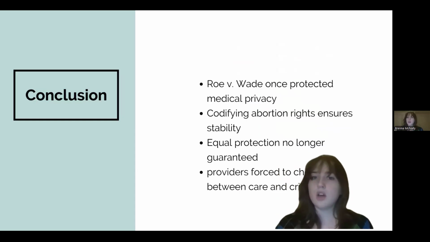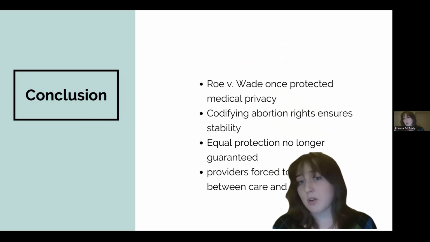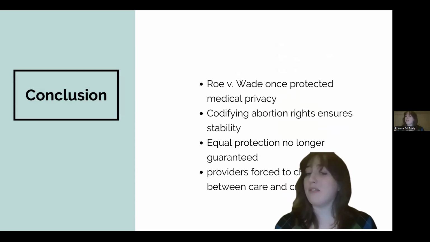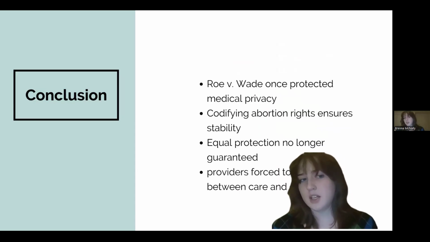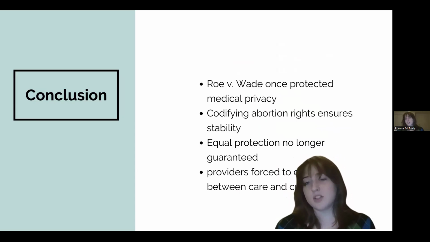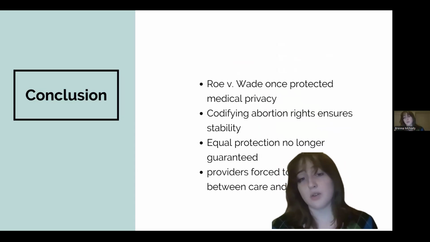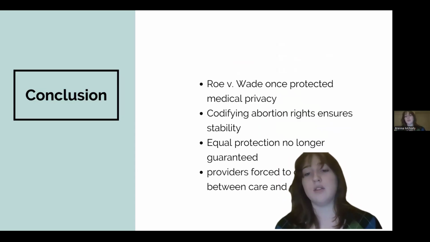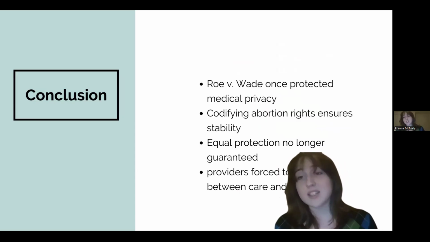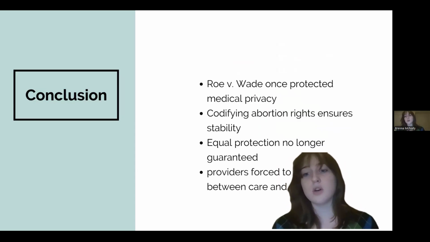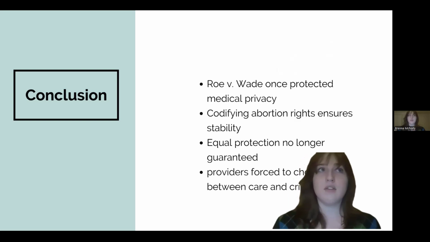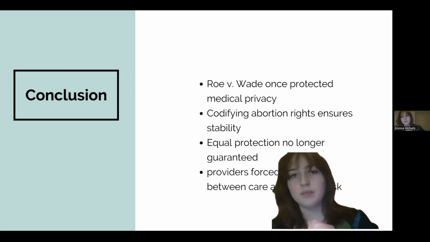So in conclusion, Roe v. Wade once protected medical privacy, and codifying it would ensure its stability. Equal protections for everyone, and medical privacy is no longer guaranteed, and providers are forced to choose between giving essential and basic care to their patients or the risk of criminalization.